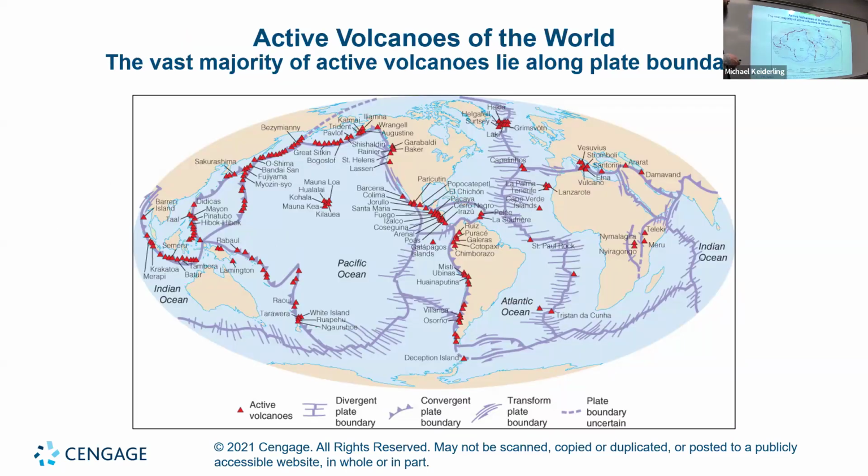But there are volcanoes at places that aren't at plate boundaries. This is Hawaii. Hawaii's smack in the middle of the Pacific Plate. What's going on there is that there is a magma hotspot, just an upwelling of hot magma underneath the middle of the plate. And that's causing the volcanoes of Hawaii. And there's a few other places like that around.